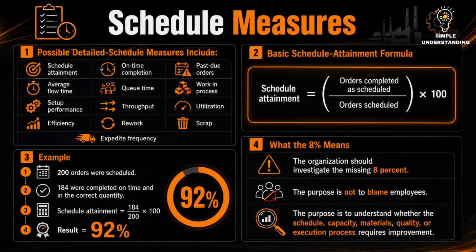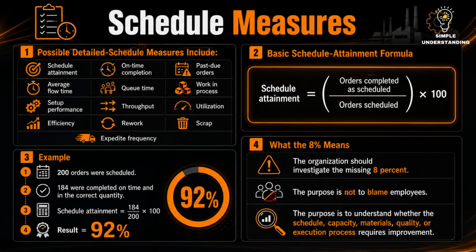Schedule measures. Possible detailed schedule measures include schedule attainment, on-time completion, past due orders, average flow time, queue time, work in process, setup performance, throughput, utilization, efficiency, rework, scrap, expediting frequency. A basic schedule attainment formula is orders completed as scheduled divided by orders scheduled multiplied by 100. Suppose 200 orders were scheduled. 184 were completed on time and in the correct quantity. Schedule attainment equals 184 divided by 200 multiplied by 100. The result is 92%.